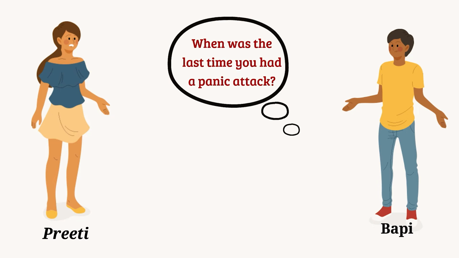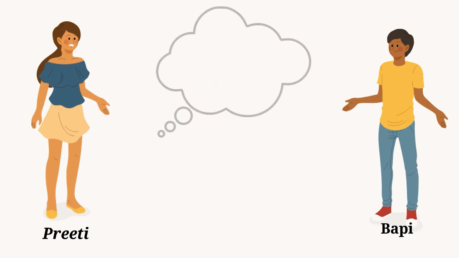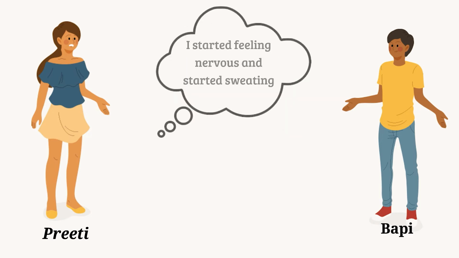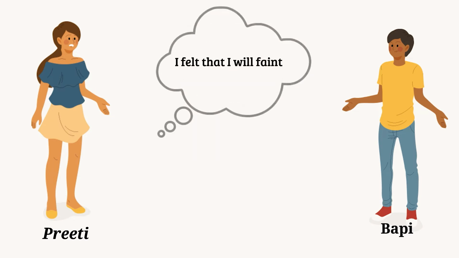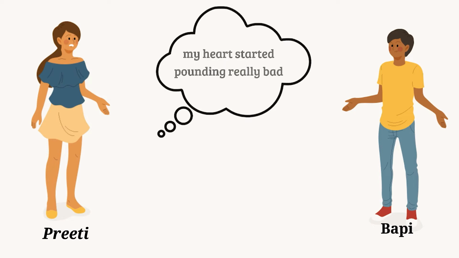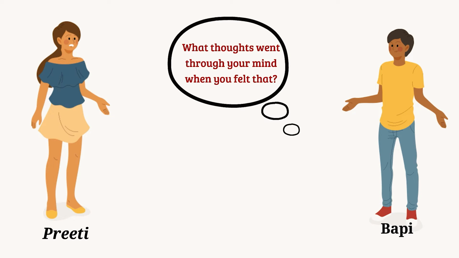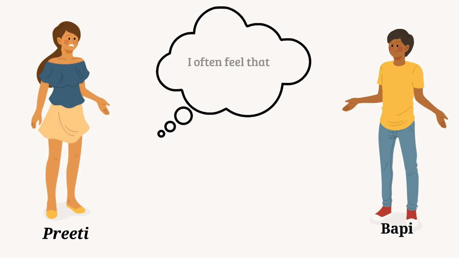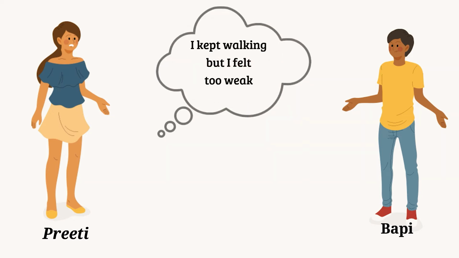Let's look at another example. When was the last time you had a panic attack? Last Monday. Where were you? What were you doing? I was on my way to college, walking. How did it start? I started feeling nervous and started sweating. How did you feel? I felt that I will faint. I felt drowsy. My heart started pounding really bad. What thoughts went through your mind when you felt that? I thought I shouldn't have come out alone. I often feel that. What did you do after? I kept walking, but I felt too weak.